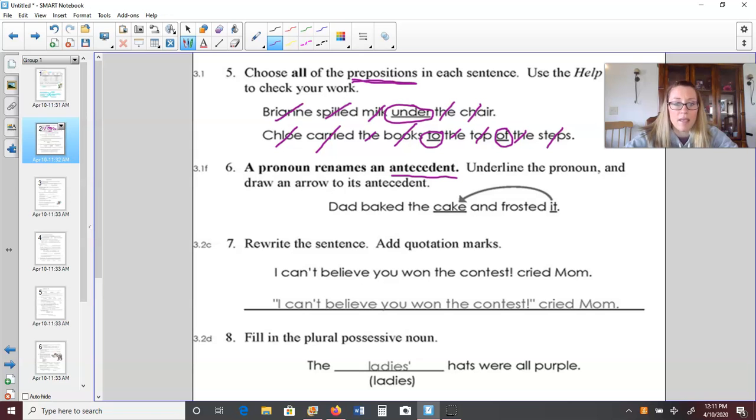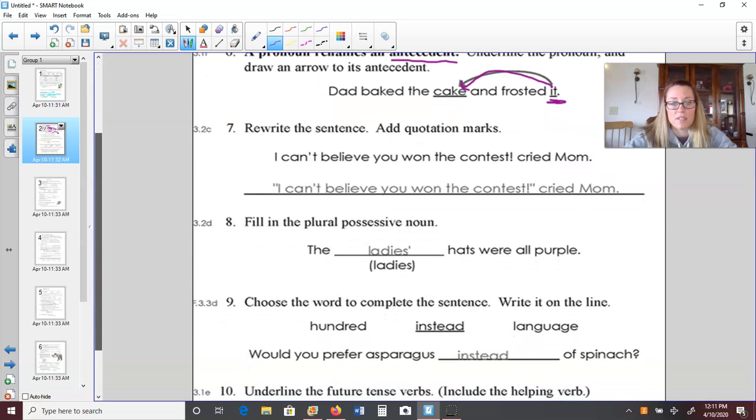So Dad baked the cake and frosted it. It would be our pronoun. It's taking the place of, draw an arrow, to cake. So when Dad frosted it, what did he frost? He frosted the cake. So the cake is the antecedent in our sentence.